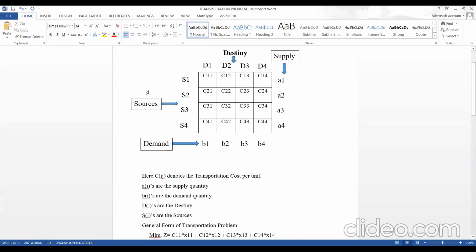If you see, there's some big company. What they are doing is, at one place their manufacturing unit is here. Suppose the manufacturing unit is here. So all the products are manufactured here.